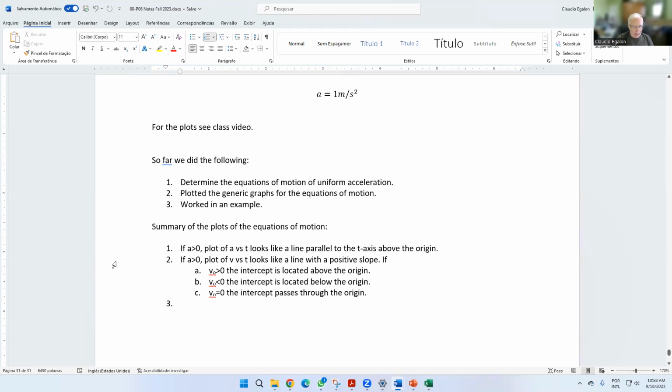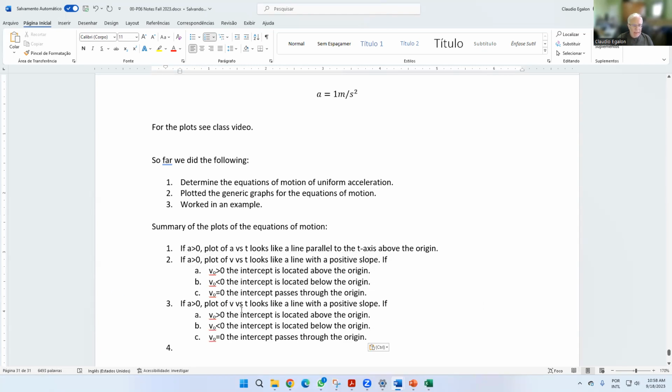And then I'm going to do it for x. If a is greater than 0, the plot of x versus t looks like a parabola with an upward concavity, right? It's an upward concavity, not a positive slope.